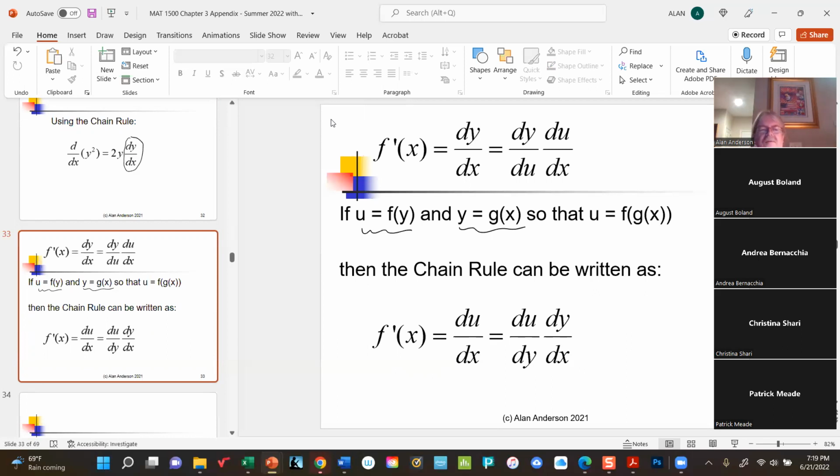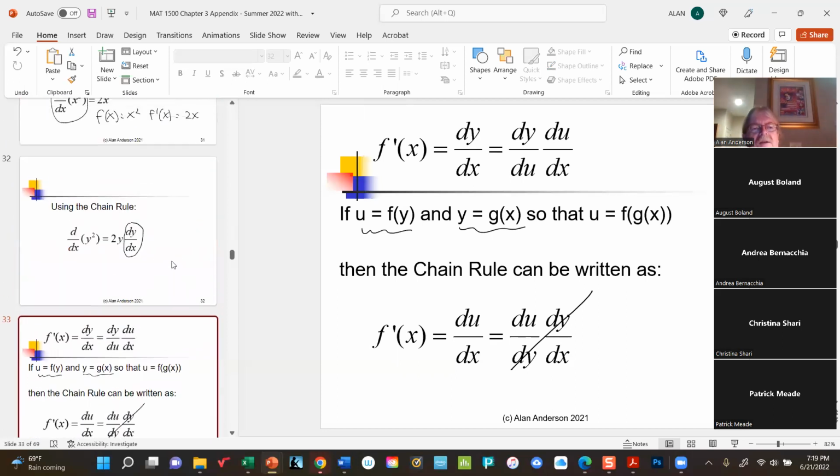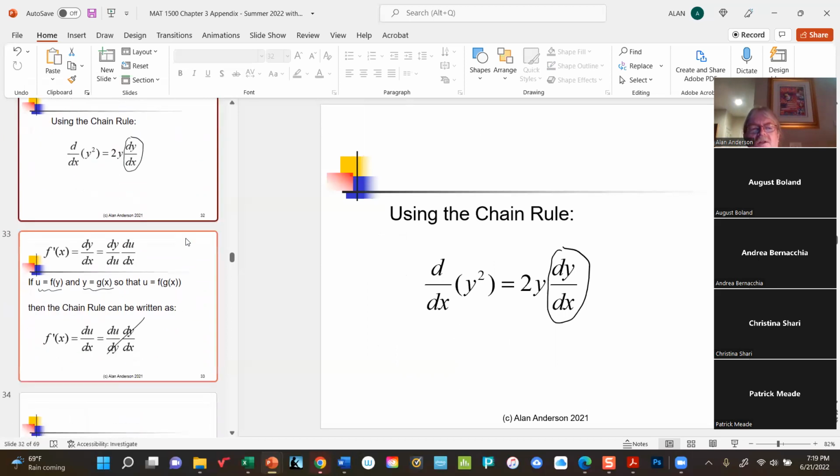So what do we do now? And by the way, you can tell this works because these clearly cancel out. So anyway, how does this help us? All right, so remember, what do we have here? We're saying that the derivative of y squared with respect to x is 2y dy/dx. And the question is why?